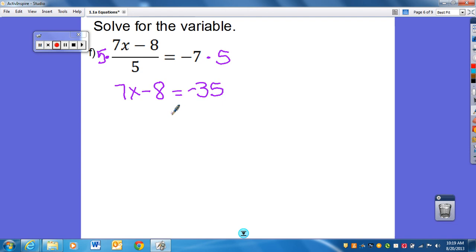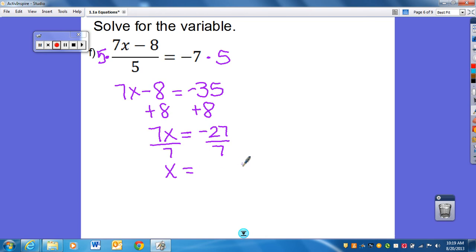Now we're going to do the opposite operation to get the variable by itself. The first thing we'll do is add 8 to both sides of our equation. So we have 7x is equal to negative 27, and then we want to divide both sides by 7, which is the opposite operation. So x is equal to, again, this is already a reduced improper fraction.